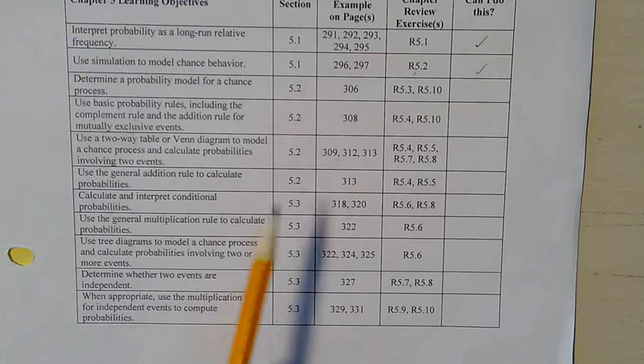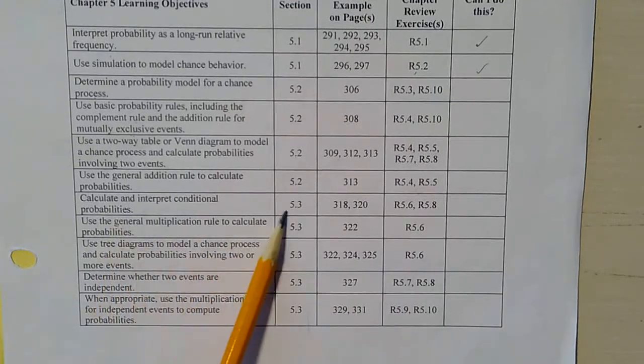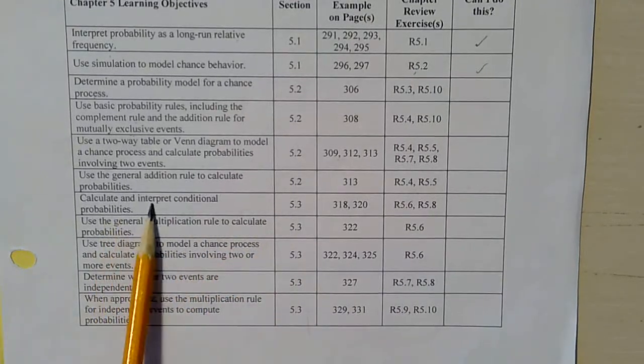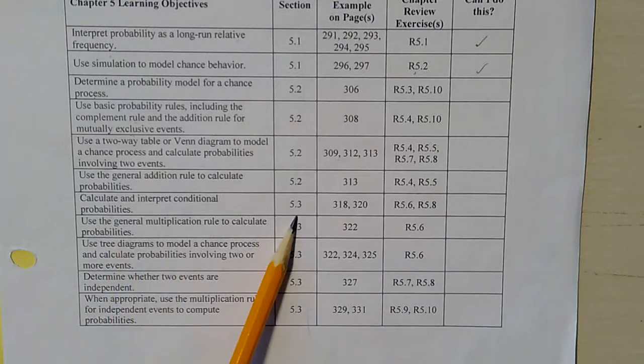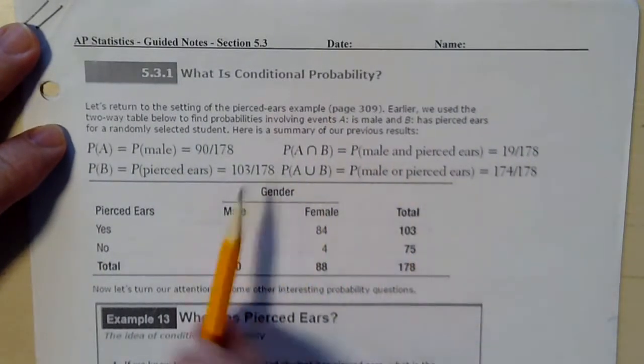Okay, here we go. Let's get started with section 5.3. Since we had a quiz today, we're just going to do this one learning target. Okay, calculate and interpret conditional probabilities. All right, so here we go.